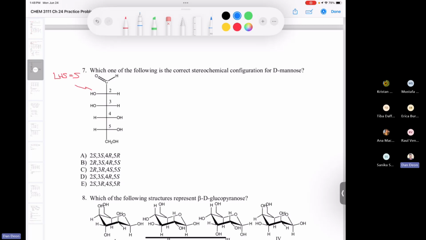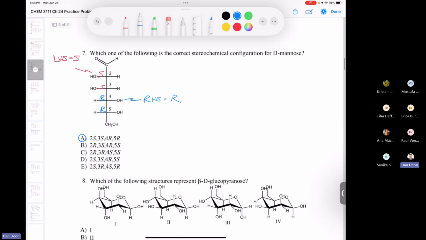And if your hydroxyl is on the right-hand side, it's R, or rectus. So if we count this up, we've got SSRR, so we should have SSRR. Hey, what do you know? It's the first one. So we have SS, I guess I should color code that. SS, and then we have R and R, just like that. We don't have to go through each single one and expound on the whole priority rules for everything.